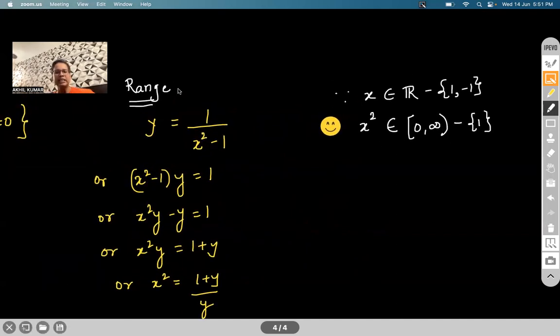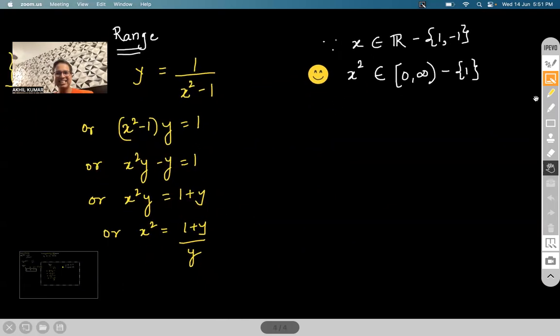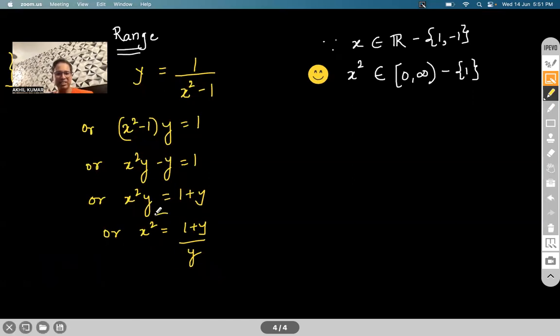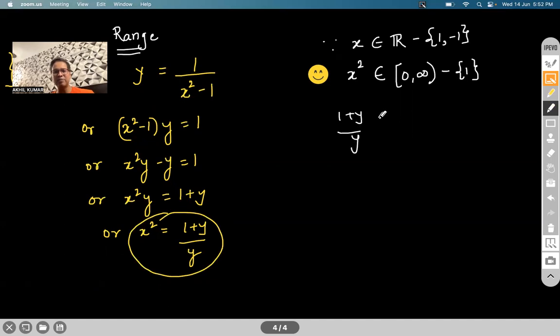Now see. Why am I so interested in x square all of a sudden? Because you can see this expression is where you have equated this y term to x square. That means this fellow is actually 1 plus y by y. So from here, I will get some idea of the interval in which my y lies. This step will help me to get my interval of y. Pay attention, and everything will be resolved.